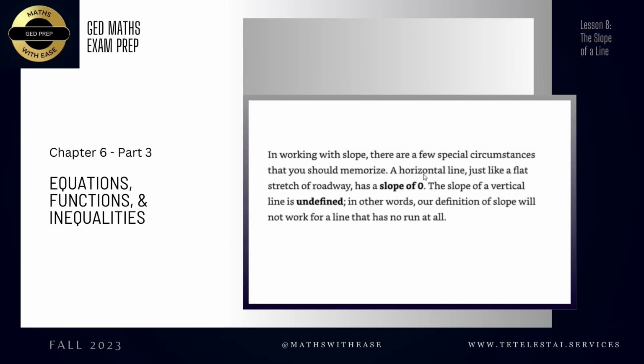In working with the slope, there are several circumstances that you should memorize. A horizontal line, just like a flat stretch of a roadway, has a slope of 0. The slope of a vertical line is undefined. In other words, our definition of a slope will not work for a line that has no run at all, right? So the slope of a horizontal line is 0 because, if we think back to our formula for a slope, which is rise over run, or y over x, if we're only moving on the horizontal line, then it means that we have no value for y.